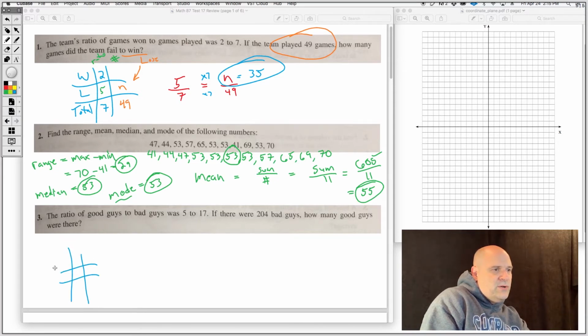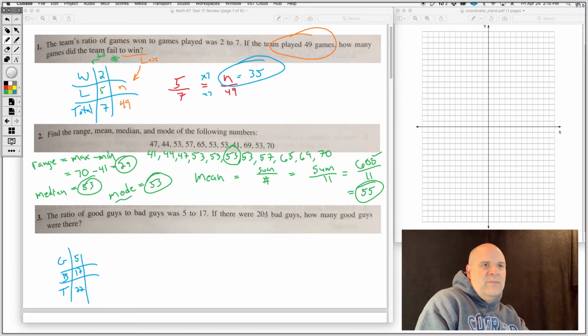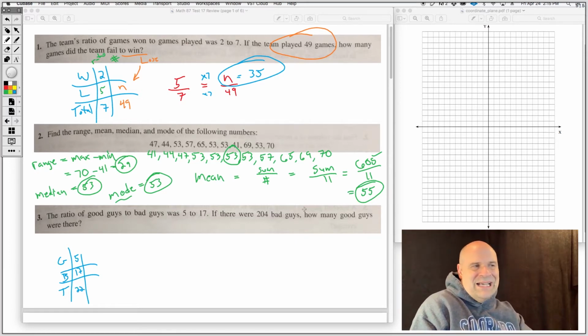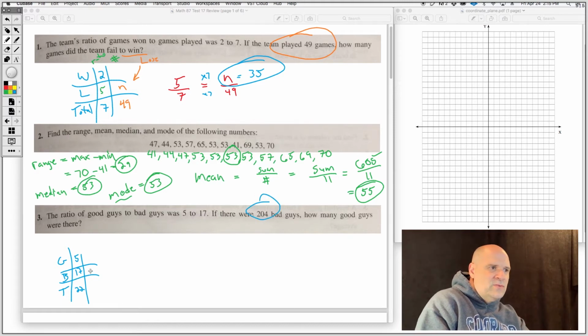All right, ratio box: good guys, bad guys, and then we have a total if we need it. Good guys to bad guys, so 5 to 17. So a total would be 22 if we need it. If there were 204 bad guys, so where does this go? That goes right here, 204. How many good guys were there? All right, no problem. Let's solve for that.